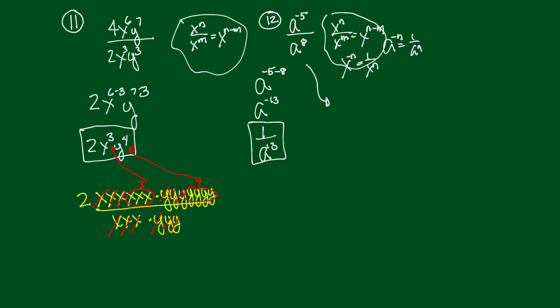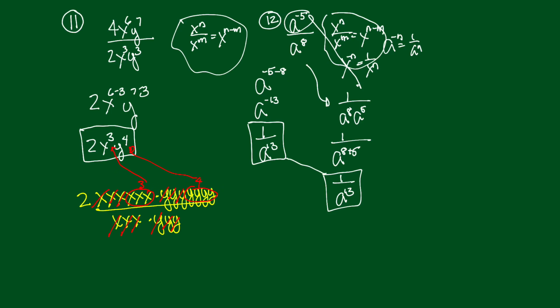So I can write it like this. 1 over, I already have the a to the 8th. Now just drop this one into the denominator, a to the positive 5. Then I've got 1 over, now I'm multiplying 2 powers with the same base, so I write that base, add the exponents, 1 over a to the 13. Okay, so I get the same thing I got up here. Just 2 different ways of doing that problem.